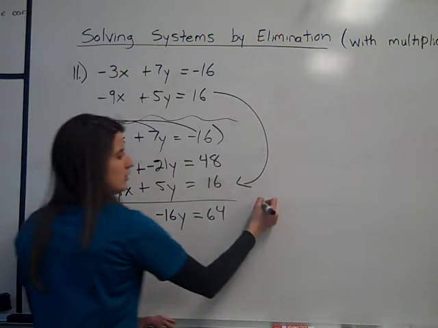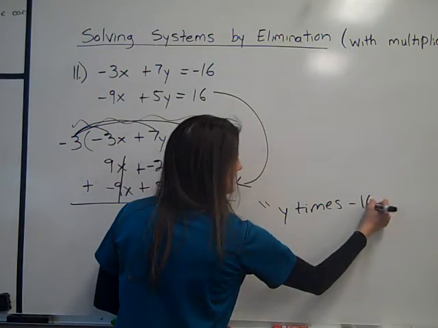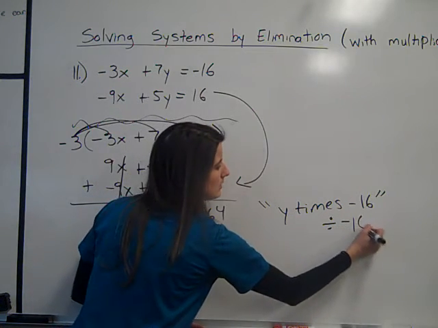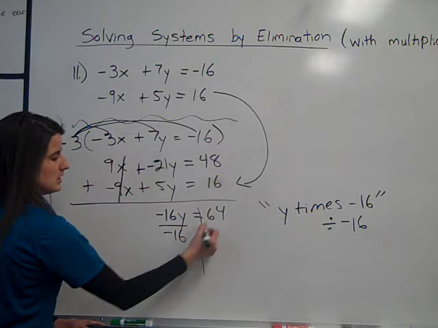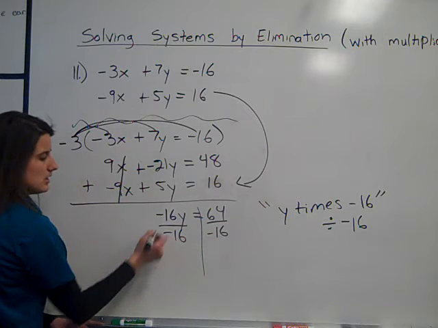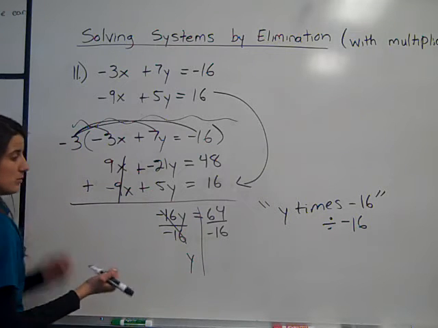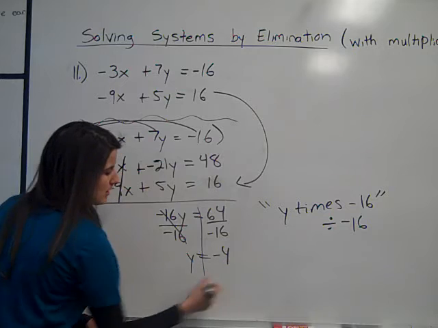So then to solve for y, you can read it as y times -16. So the opposite of times is divide. So I'm going to divide by -16 and divide by -16. So -16 divided by -16 will give me just y, and then 64 divided by -16 gives me -4.